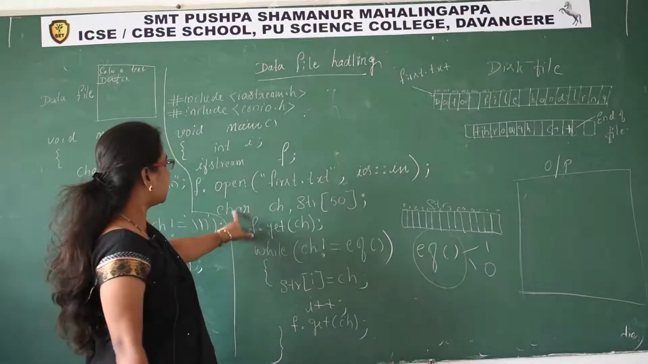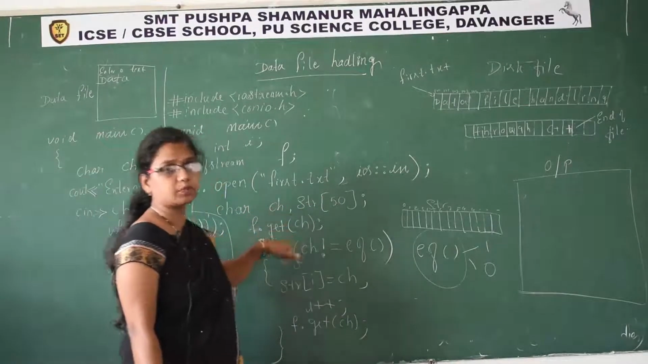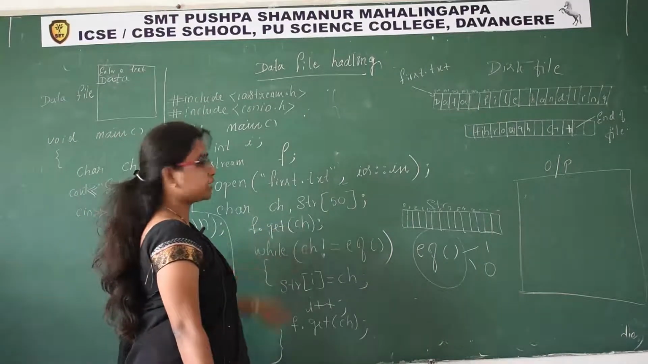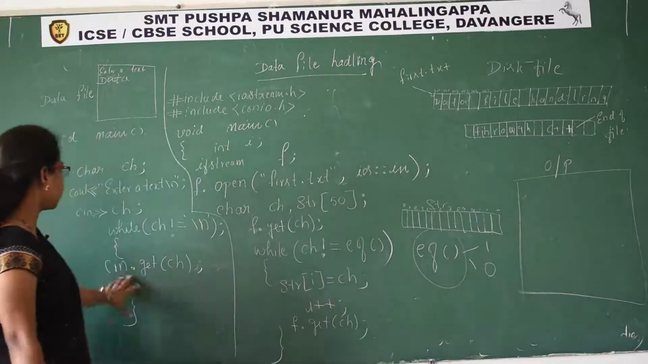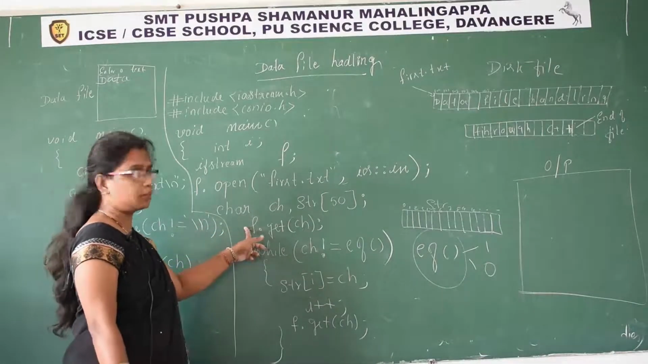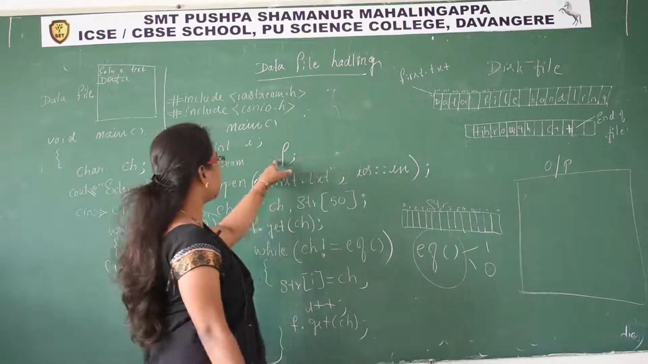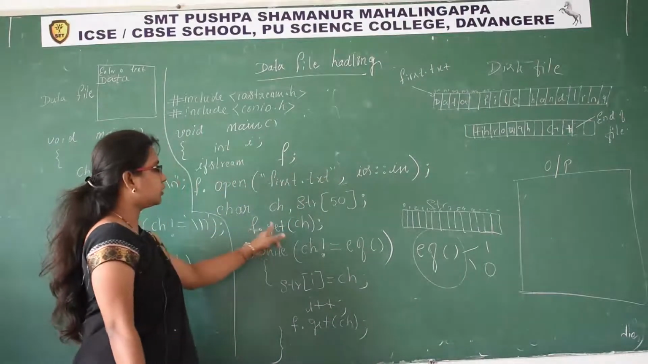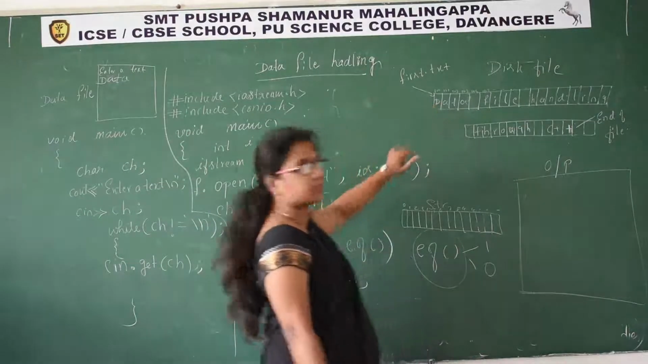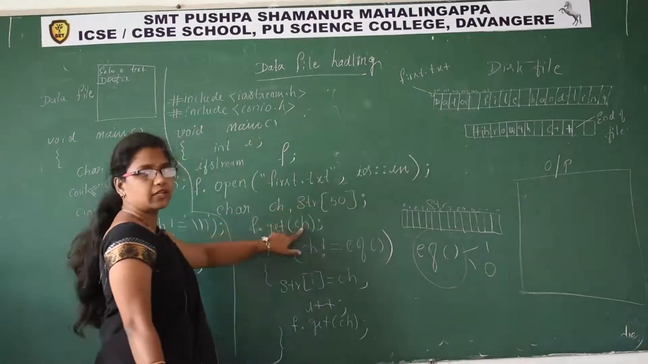After that I have declared the variables which are required for this program. Now f dot get of ch. If it were from the input device, I would have to write cin, but I am reading from the file, so I took f dot get of ch. So it takes one character from the disk file, that is d, and stores it in ch.